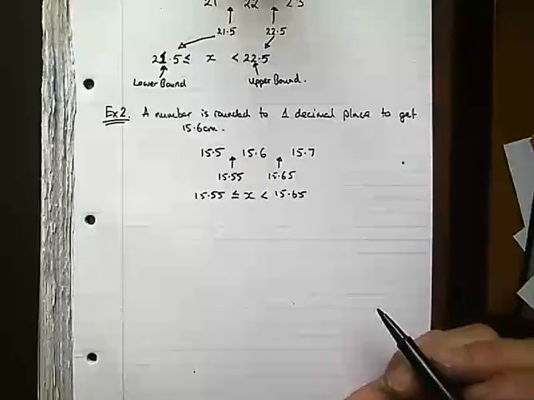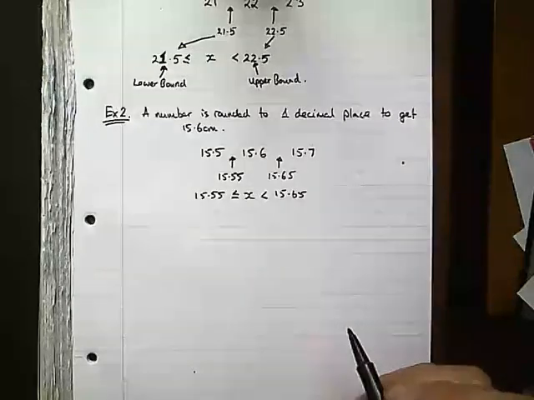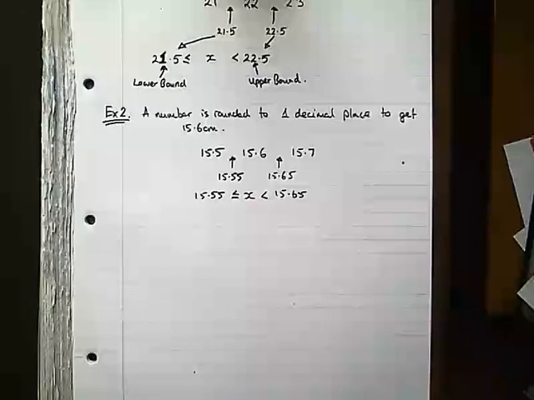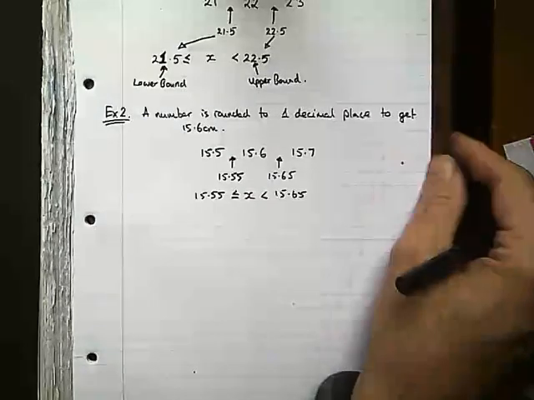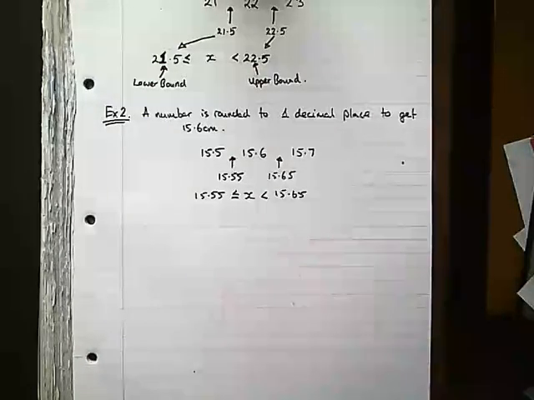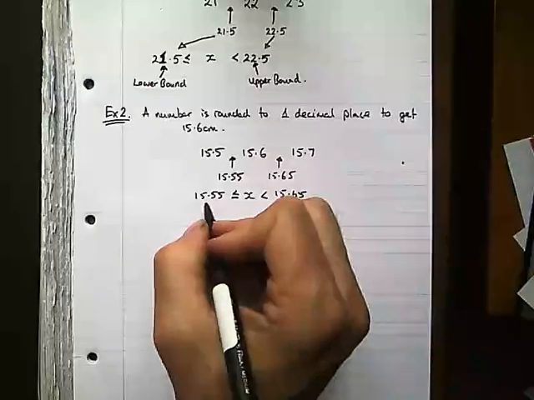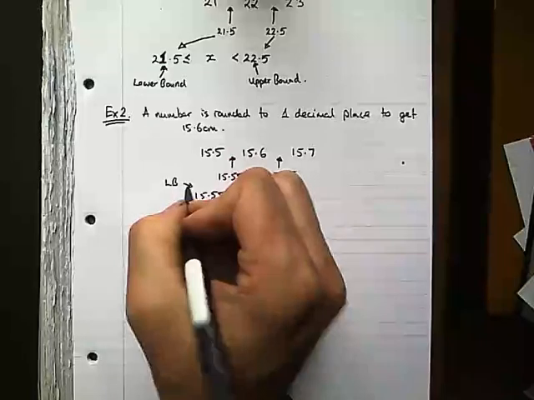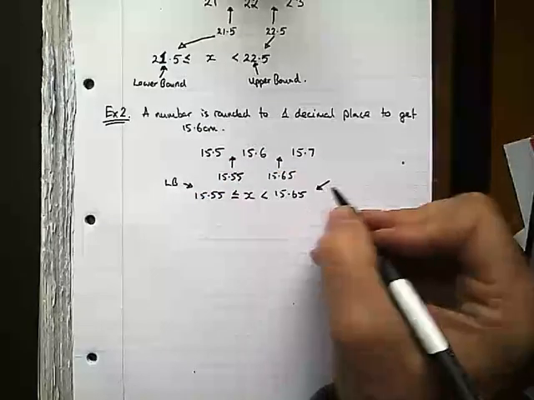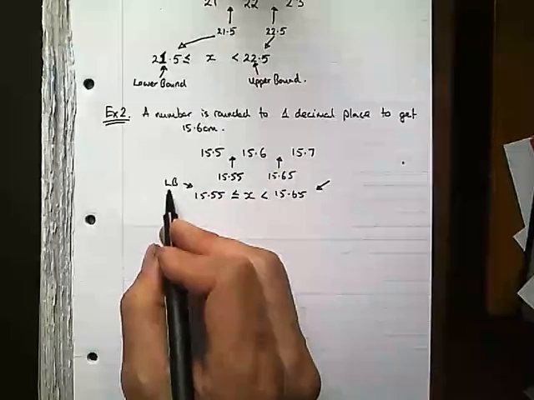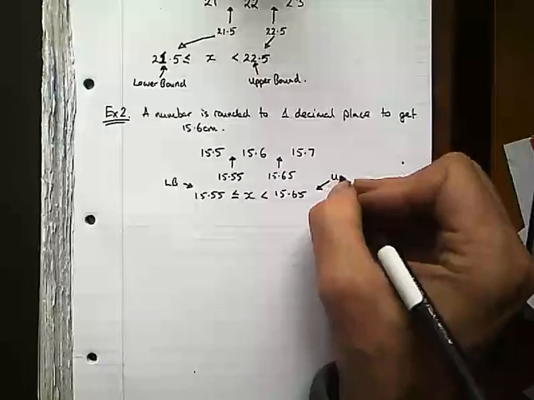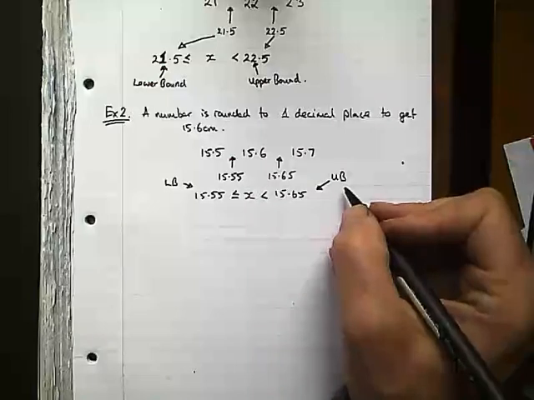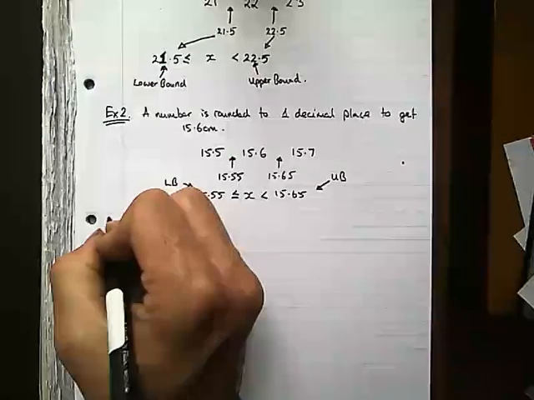And it's that simple. It's not a lot of workings. If we can remember the method, then it's nice and easy to do. So remember, 15.55 is your lower bound, which could have been your smallest value, and 15.65 is your upper bound, which would have been your biggest value. Right, last example.